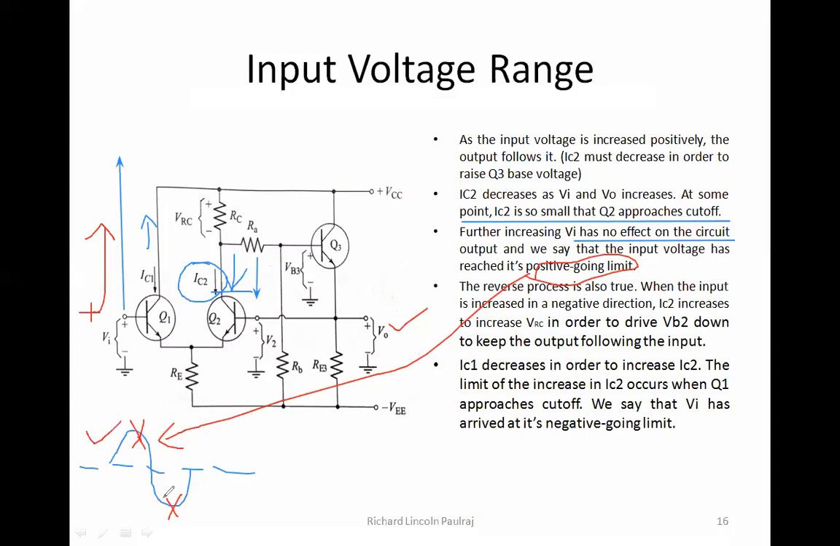Now we have to look into the reverse process, which is the negative cycle. So in the negative cycle, what happens? The reverse process is also true when the input is increased in a negative direction. Now we are coming in the opposite way. Instead of increasing, what will I do? Now I will try to decrease it, as much as possible. And what happens when I decrease this? My IC1, will it increase or decrease?